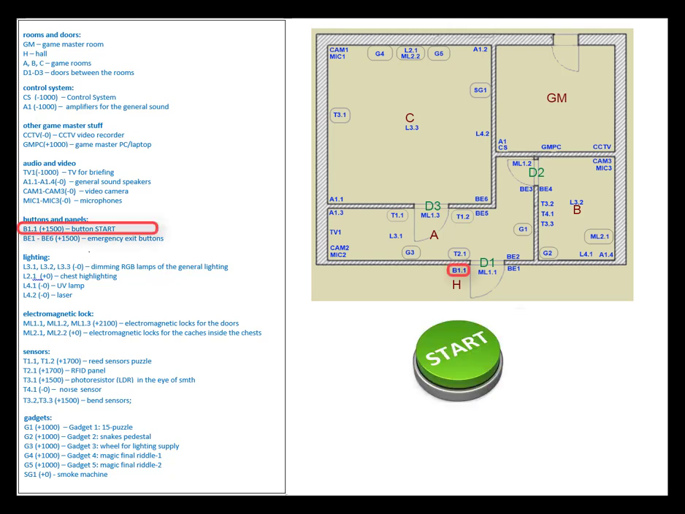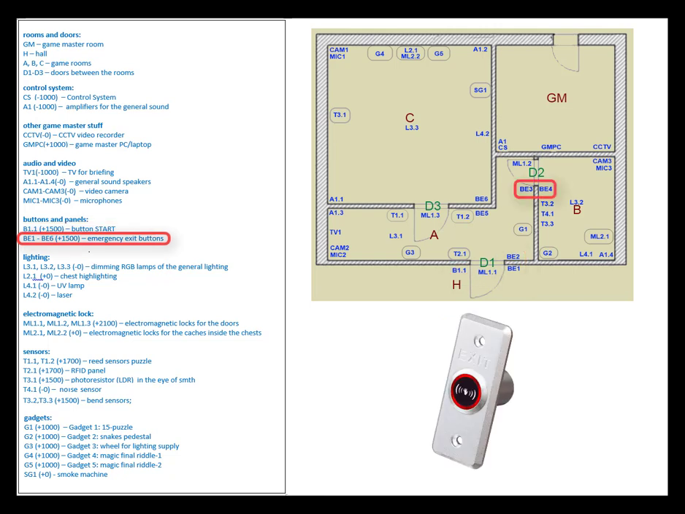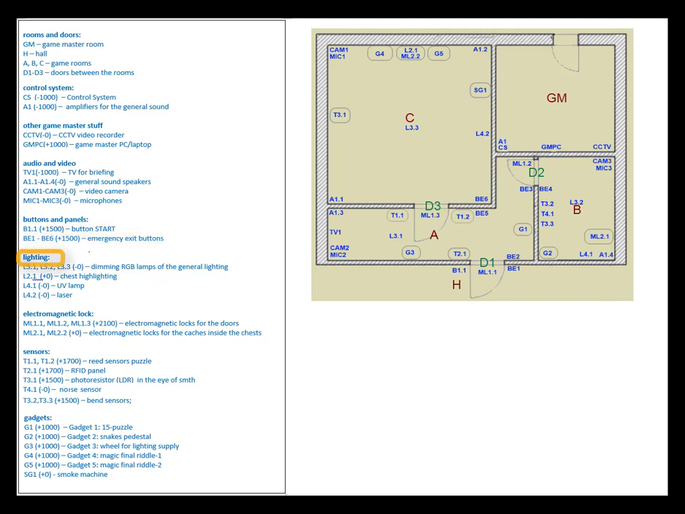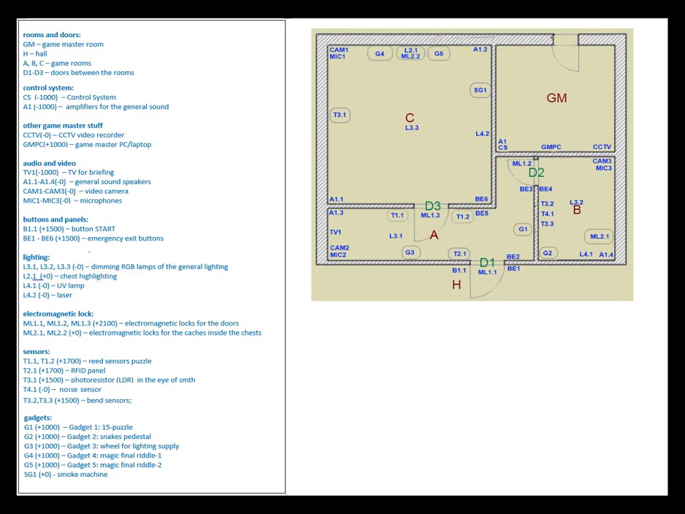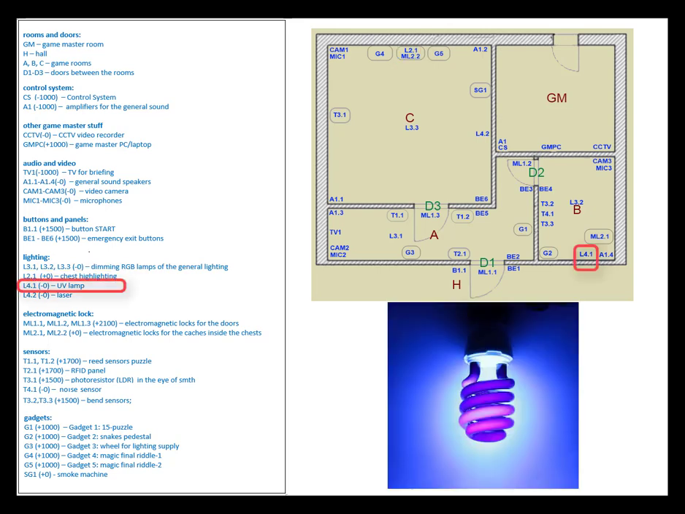Let's go on. The start button allows the Game Master to start the game. Emergency exit buttons are required components of any escape room to allow people to leave any room in case of fire, for example, or if somebody feels bad. In order to have a nice atmosphere inside we used color dimming RGB LEDs. Each room has its own lighting spot. This is the chest highlighting LED strip. Here is an ultraviolet lamp.